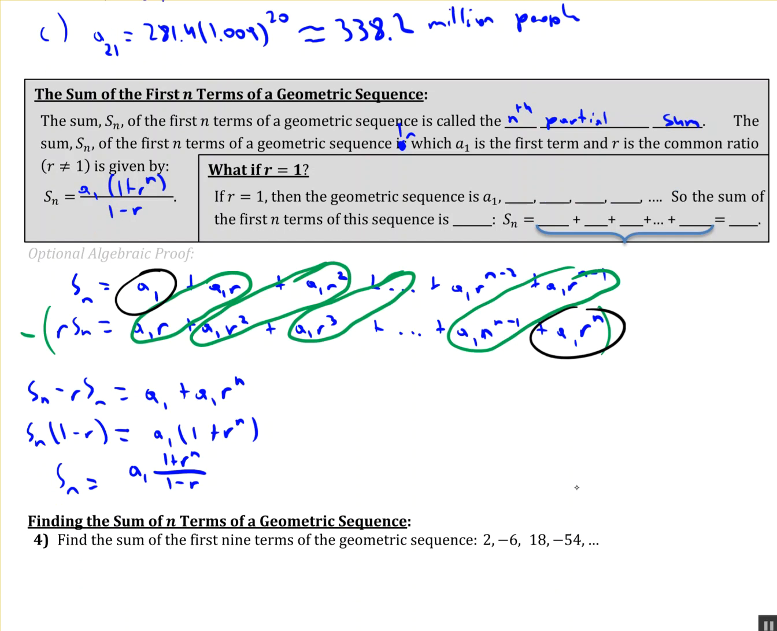And then last question here, before we move on: what if r equals 1? Then I'm going to multiply by 1, so it's going to be 1 times a1, and 1 squared times a1, and this is going to be a1, a1, etc. So the sum of the first n terms of the sequence is just going to be n times a1. So I guess this is just showing it again. This is a1 plus a1 plus a1 plus a1, and we have n of them, so it's n times a1.